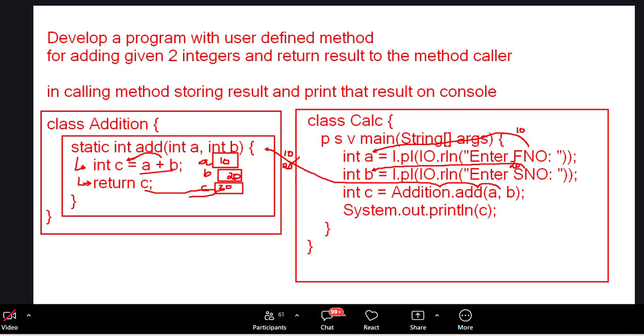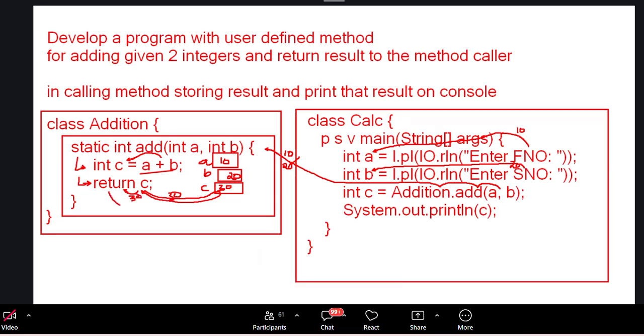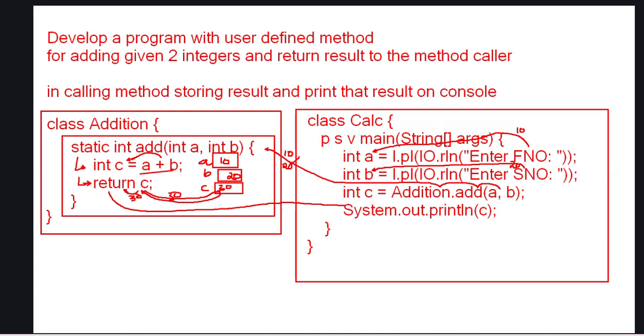The C value is read from here, 30. Given to whom now? The return keyword, 30. Then the return keyword returns that value to the calling method, 30. It is stored in the C variable. Now C memory is created here with the result. Then SOP of C reads C and prints it on the console.